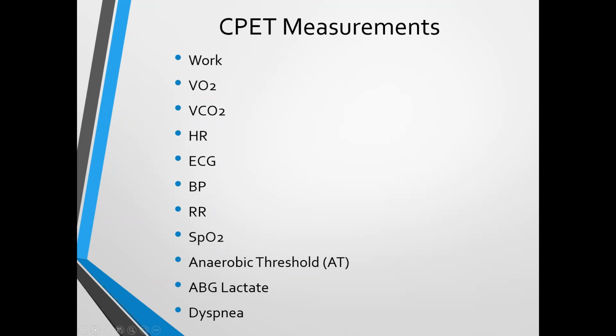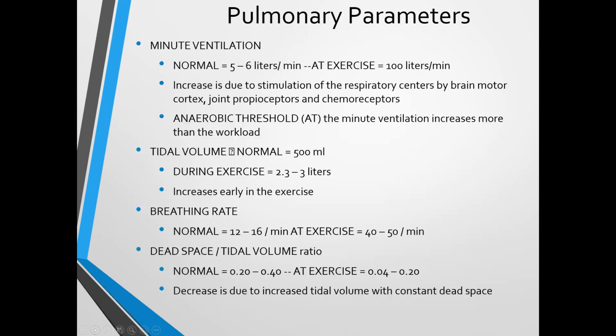So a lot of places would not necessarily have the ability to actually run a blood lactate, but you can actually determine where the anaerobic threshold is. And I'll give you an idea of that when I show you some graphics. So some of the parameters: minute ventilation, about 5 to 6 per liter, and it does increase due to stimulation of respiratory centers.